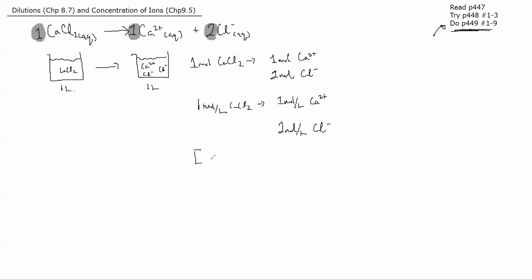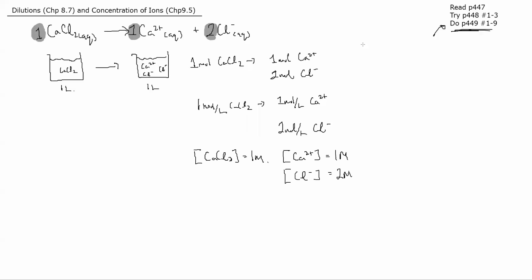The concentration of CaCl2 might be 1 mole. But if I asked you for the concentration of the calcium ion and the concentration of the chloride ion, they are different. And that's what you have to watch out for. Okay? Let's keep it simple and try some simple examples together.